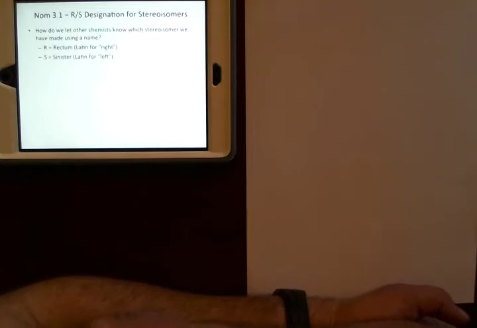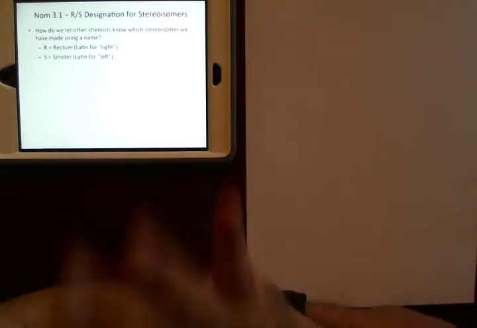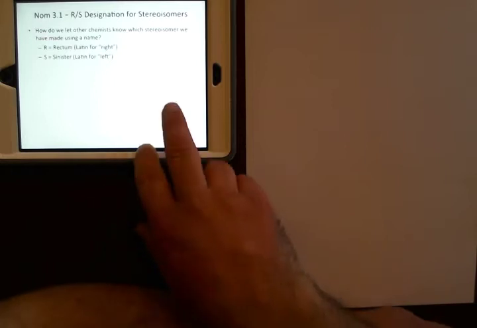So for a long time, being on the left was considered to be bad, right? So that was the old stories about people who were left-handed getting beaten, they thought there was something wrong with them, to make them right-handed, stuff like that. But we're going to use this R and S designation.